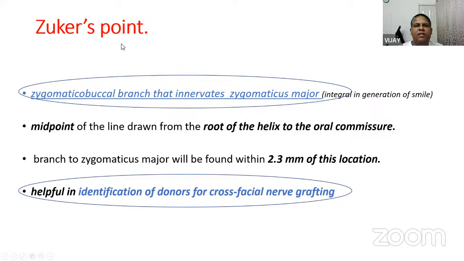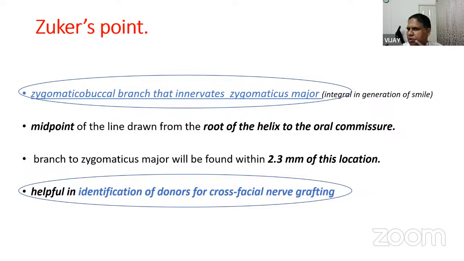Here, an important point is the Zuker's point. The zygomatico-buccal branch that innervates the zygomatic major is found at the midpoint of a line drawn from the root of the helix to the oral commissure. The other line, from the tragus to the lateral eyebrow, is the Pitanguy line.